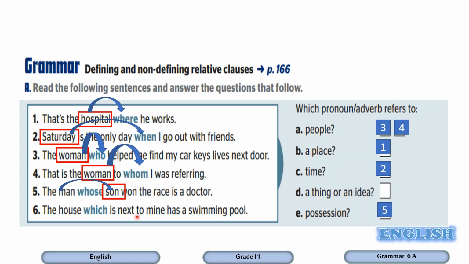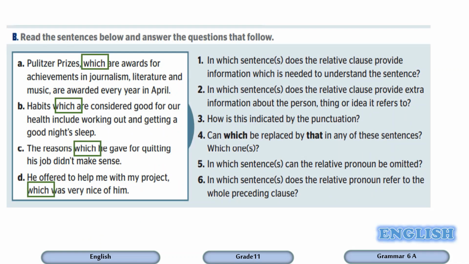The house which is next to mine has a swimming pool. So which here refers to the house. It refers to the thing or an idea. All right, now move on to activity number B.